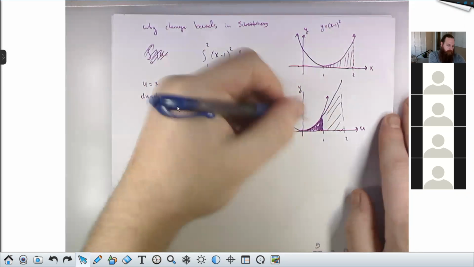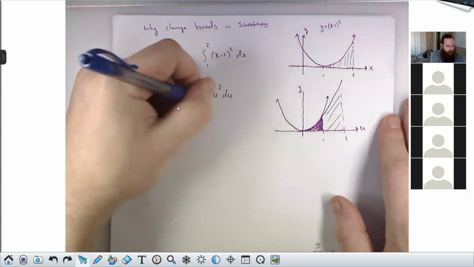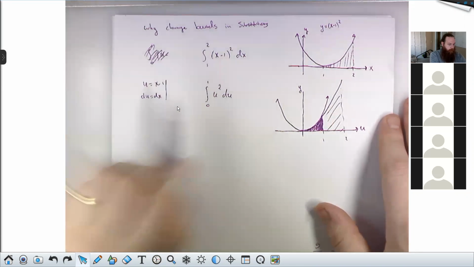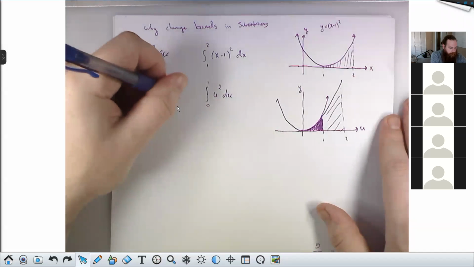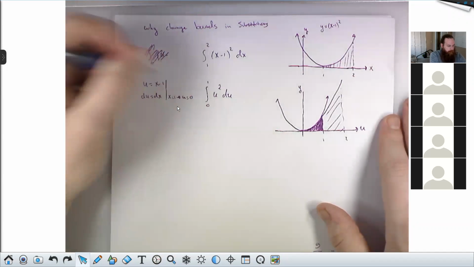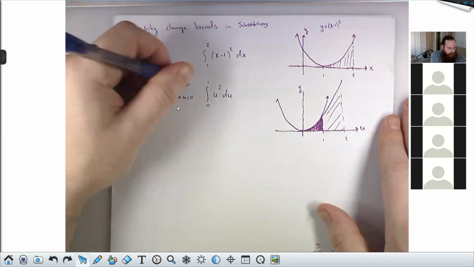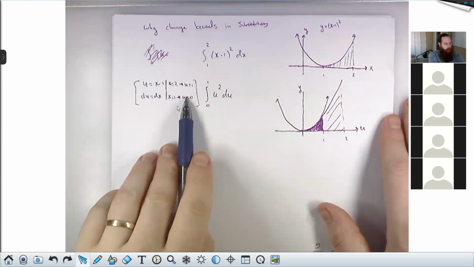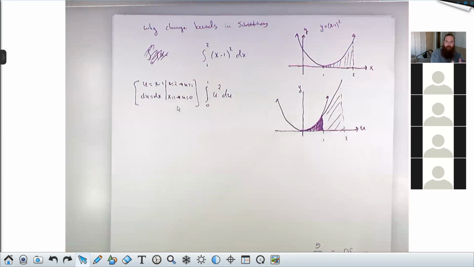And in order to get that dark shaded region, I have to integrate not from 1 to 2, but from 0 to 1. And you'll see that if you plug in the old bounds, plug in 1 when x is 1, u is 0 because 1 minus 1 is 0, and when x is 2, u is 1. So this business where you plug the old bounds into the substitution, what that does is it accounts for how you're moving the graph around.